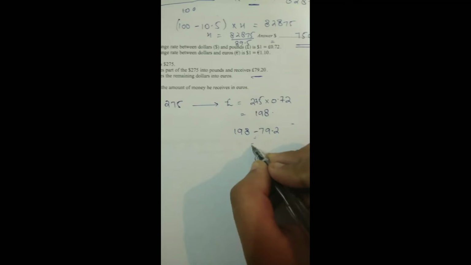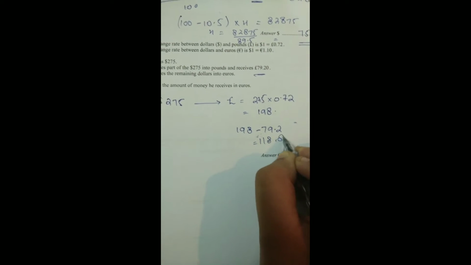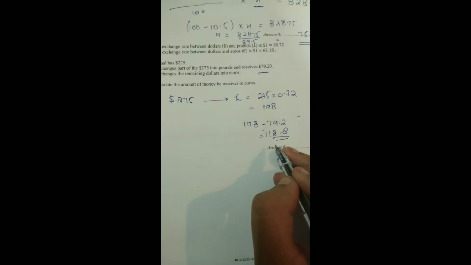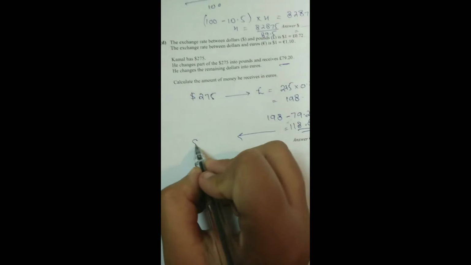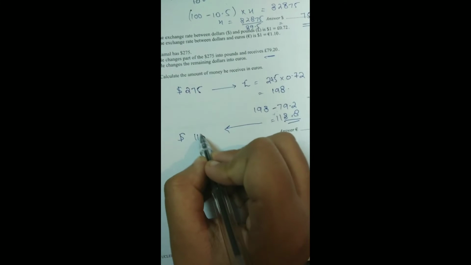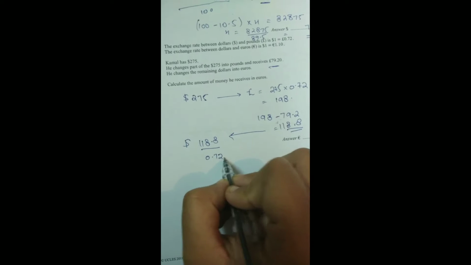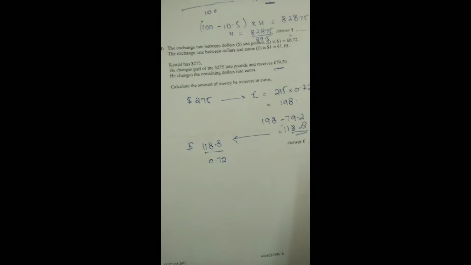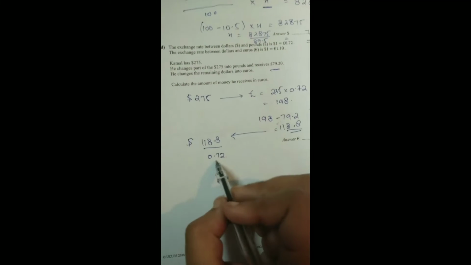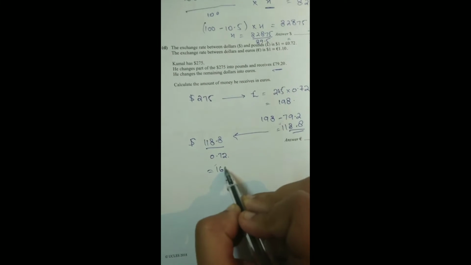So that would be 118.8. This is the amount that is left over. We will change it back into dollars. That would be 118.8 divided by 0.72, that is 165. Means $165 are remaining.